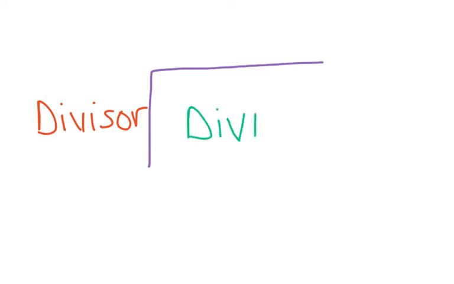On Friday, when we do some of our assessing what we know, I'm going to ask you to tell me, where do you put the divisor? And you will write the word divisor where it belongs. D-I-V-I-S-O-R. I will ask you where you would find the dividend, and you will put the dividend where it belongs. D-I-V-I-D-E-N-D.